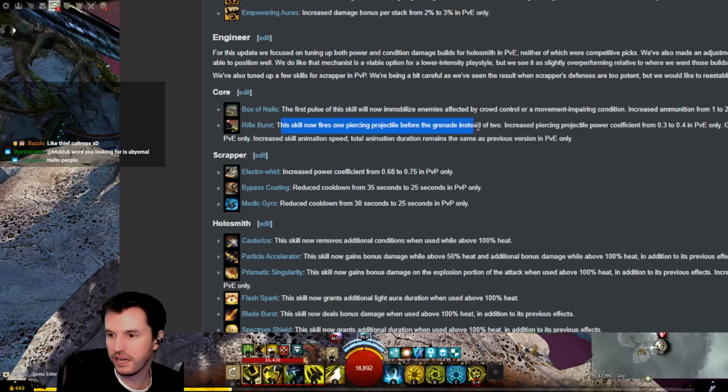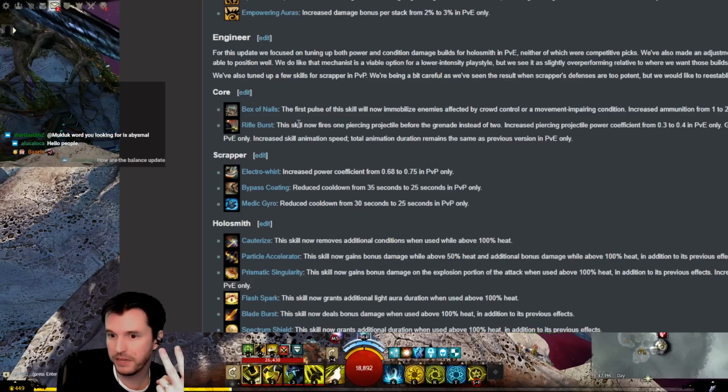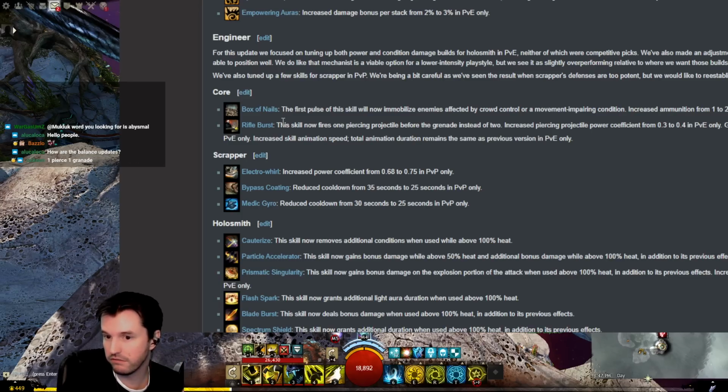I'm actually not positive how they're doing this. I'm not sure if this means that there will be a normal bullet, then a piercing bullet, then a grenade, or if it will just be 1 piercing bullet, then grenade. The wording of this makes me unsure of if it's non-pierce, pierce, nade, or if it's just pierce, nade. However, in either case, there will be one less piercing shot.